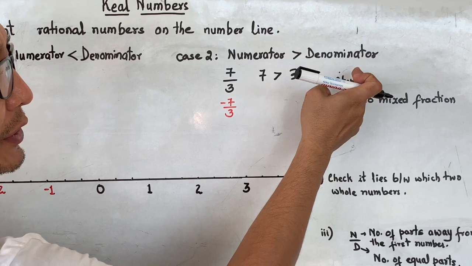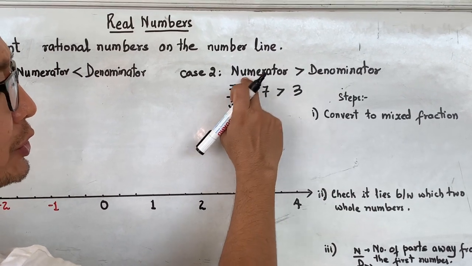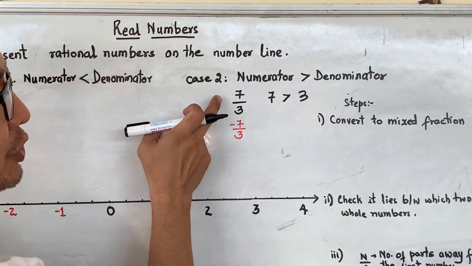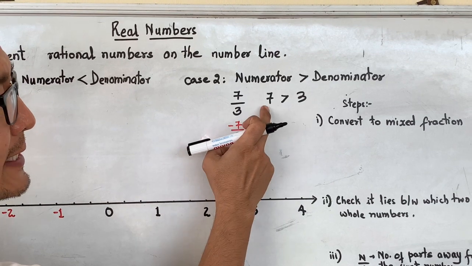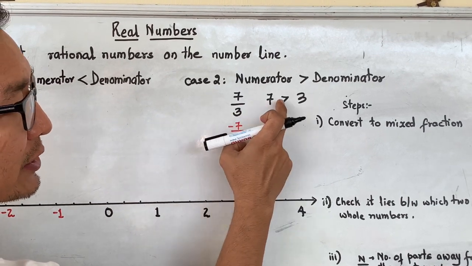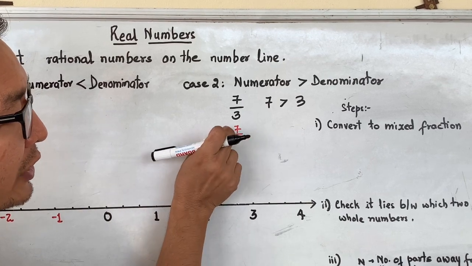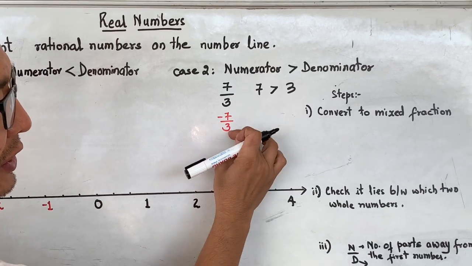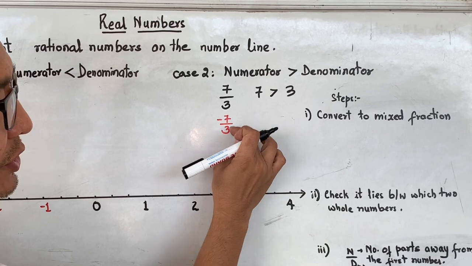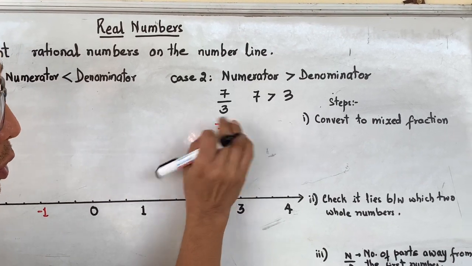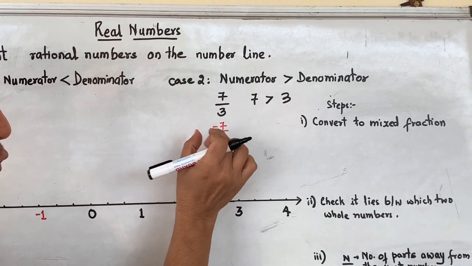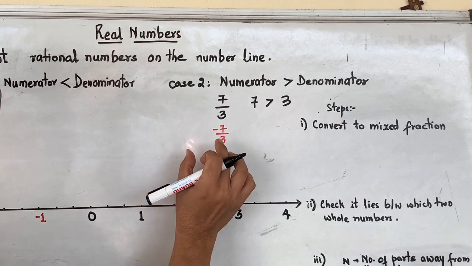So when the numerator is greater than the denominator, we take the fraction 7 upon 3. The numerator 7 is greater than 3. If it is negative 7 by 3, the negative sign is there, and we ignore it for now. So we only have to see the absolute value of the numerator and the denominator.